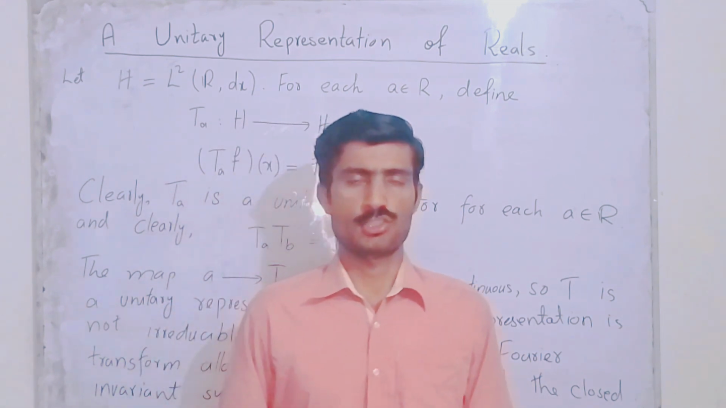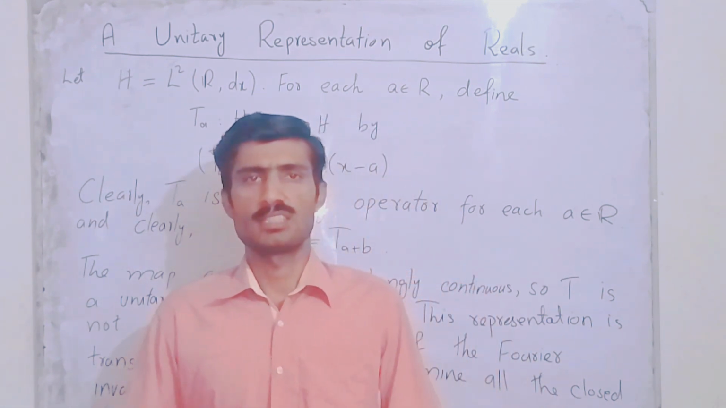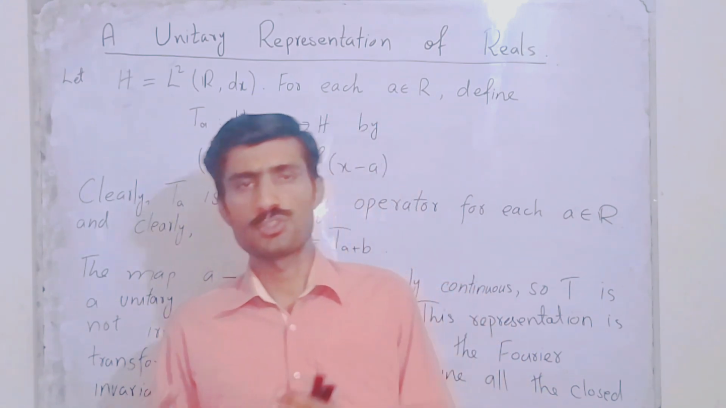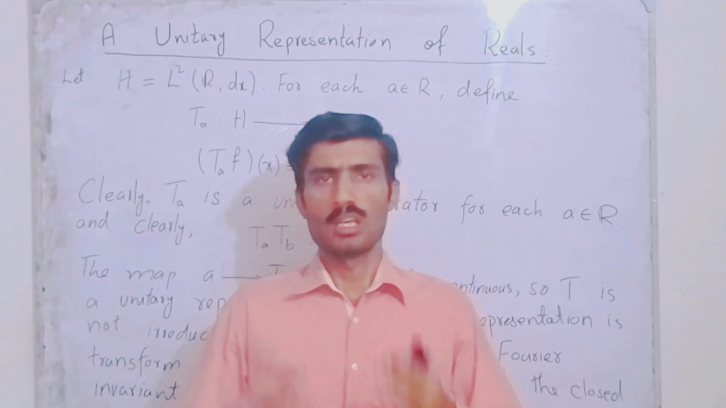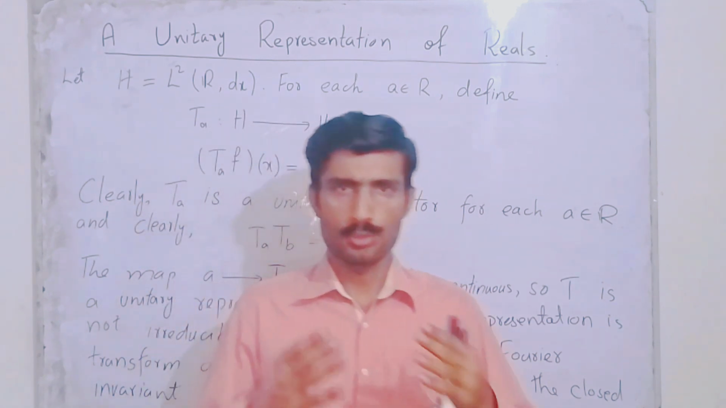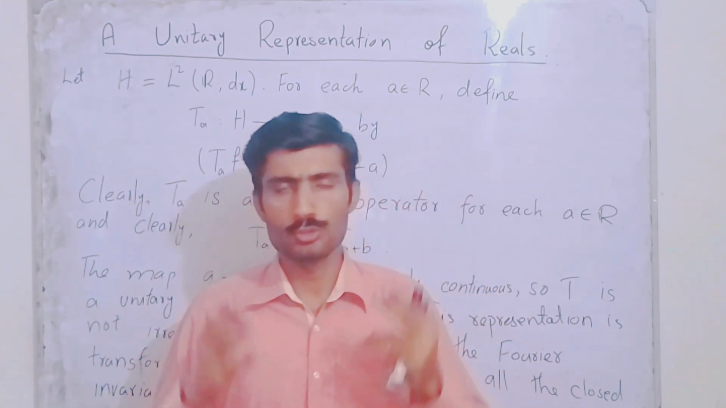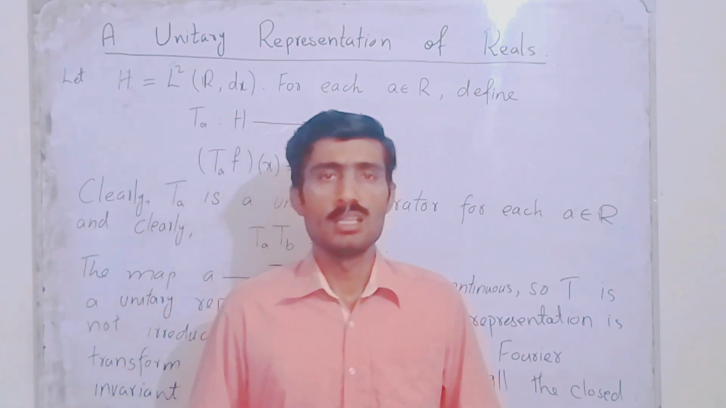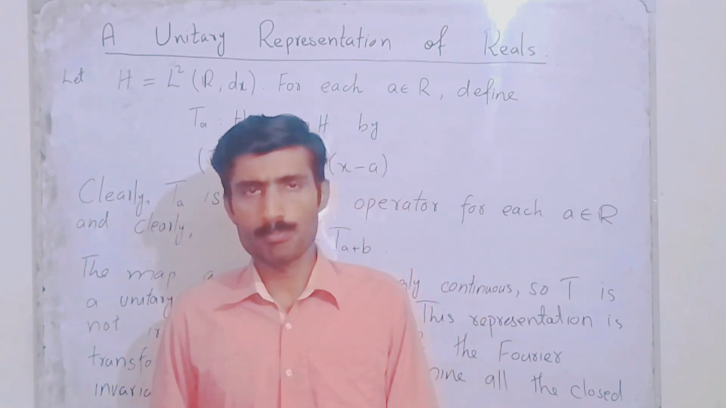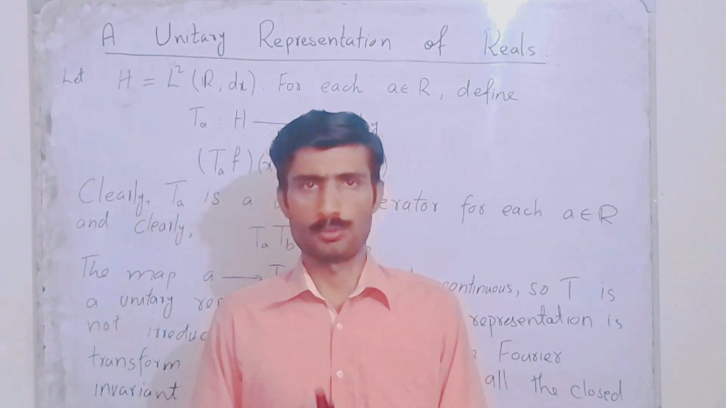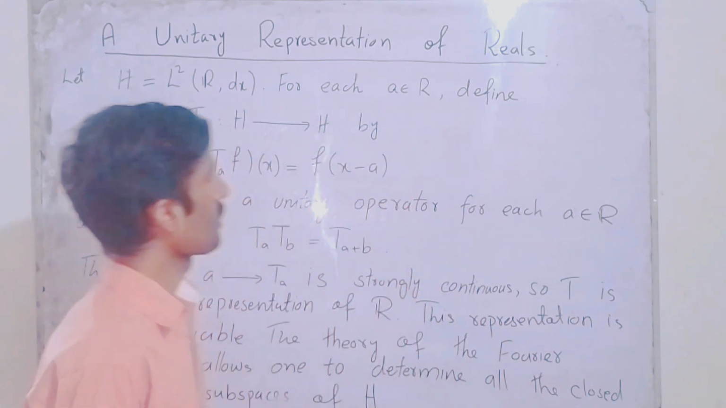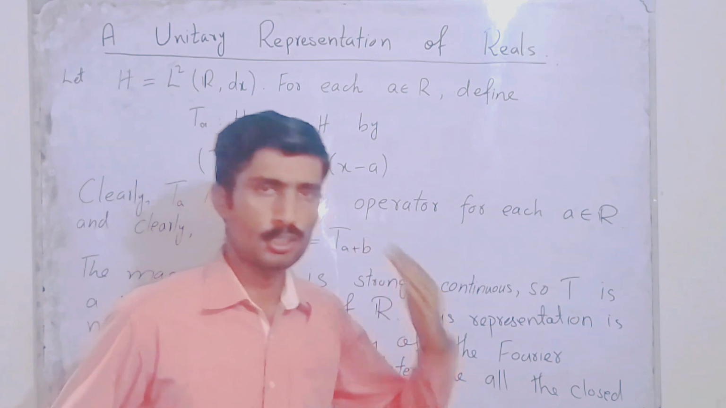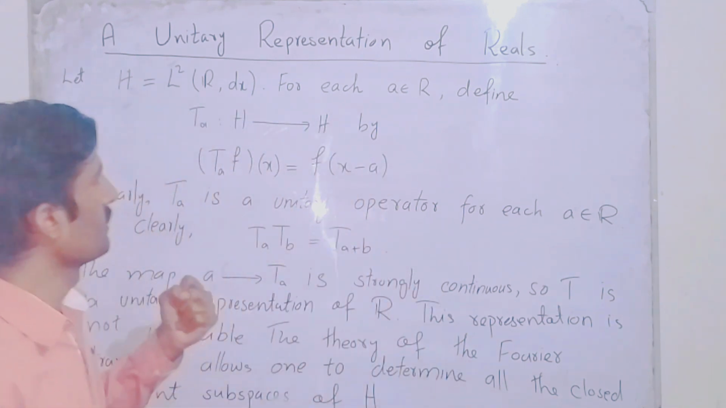In our previous lecture we already discussed the definition of representation of Lie groups with its types, which are unitary representations, adjoint representation, dual representation and irreducible representation. But today we will discuss some examples of representations of Lie groups, right? So let's start. First of all, the unitary representation of real numbers.